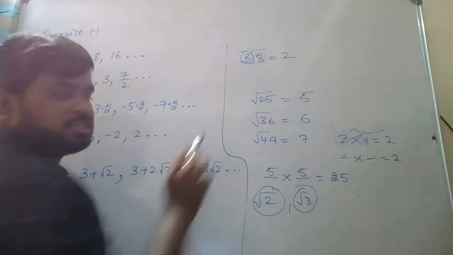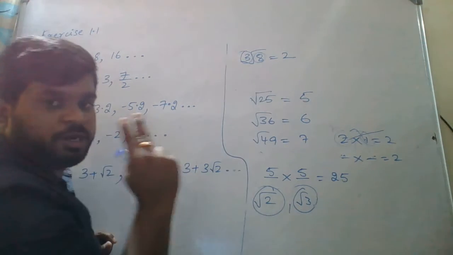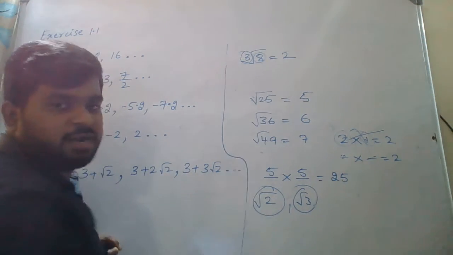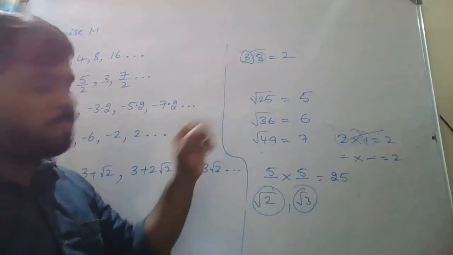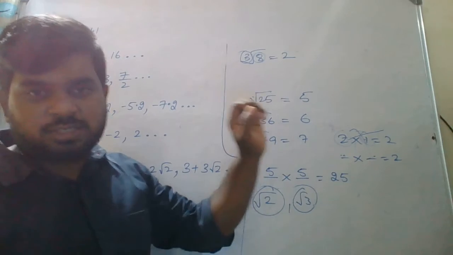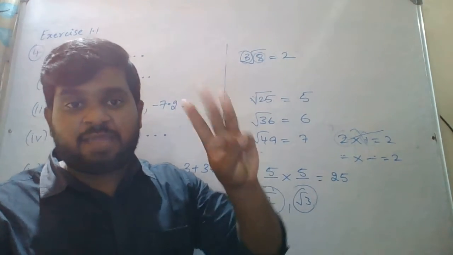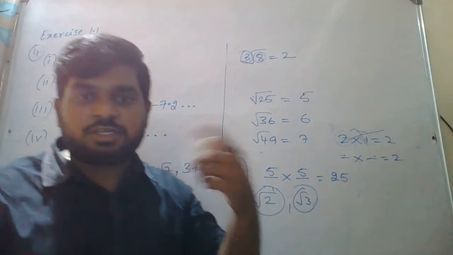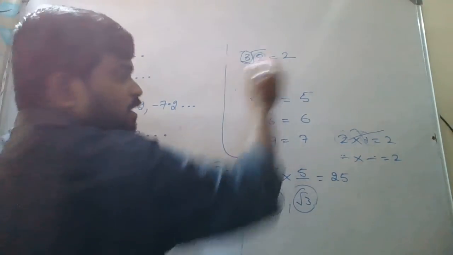So here the order is 3. If there is nothing inside the hook, it is considered to be 2. Since the order is 3, cube root of 8 is 2, because which number multiplied by itself 3 times gives you 8? It is 2. 2 2s are 4, 4 2s are 8. Therefore, cube root of 8 is 2.